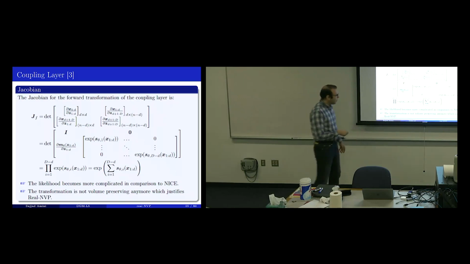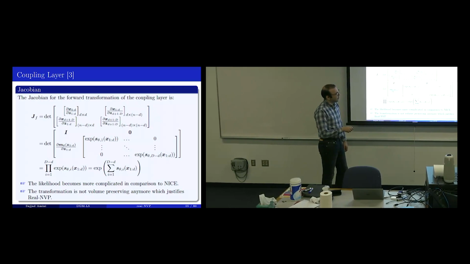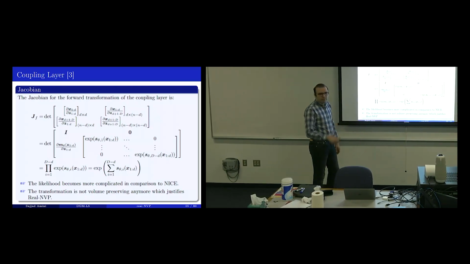So it is called real NVP. What does it mean? Real stands for real world data. We know that all the flow models are for real data. It means that they cannot be applied to discrete data. And NVP stands for non-volume preserving, because you have a determinant other than 1 here. So the volume is changed.